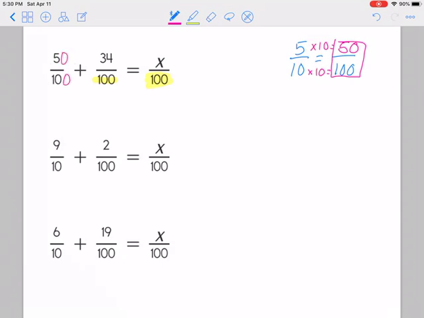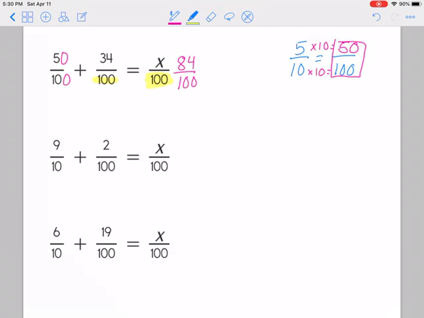And now I could just add across. So 50 plus 34 is 84, 84 hundredths. So x represents 84. Okay, we're going to do the same thing for the next two sets of problems.